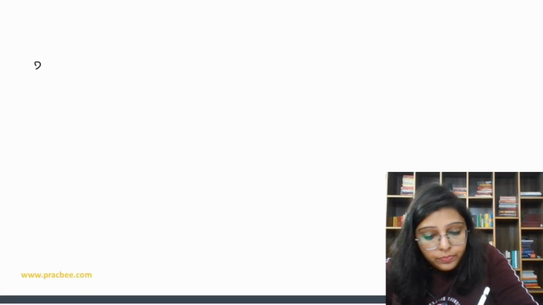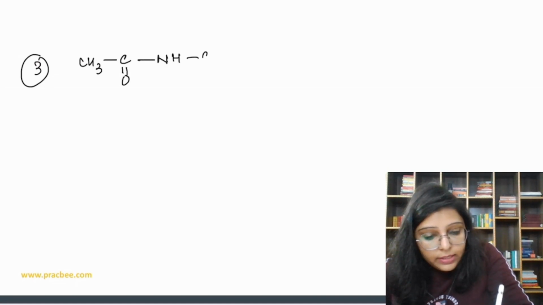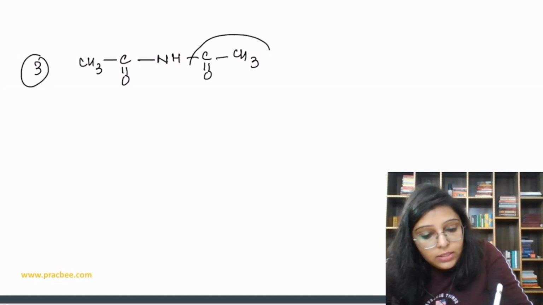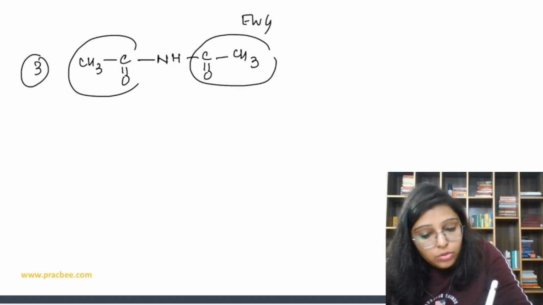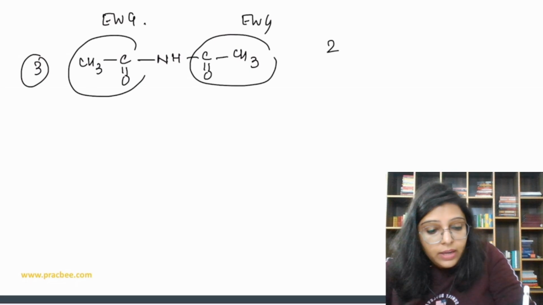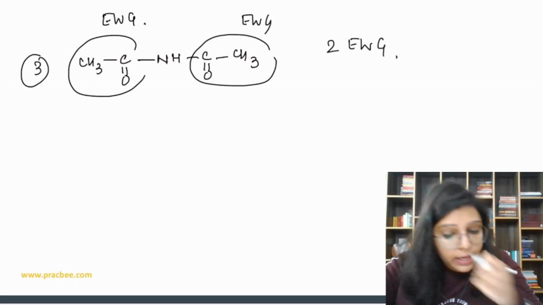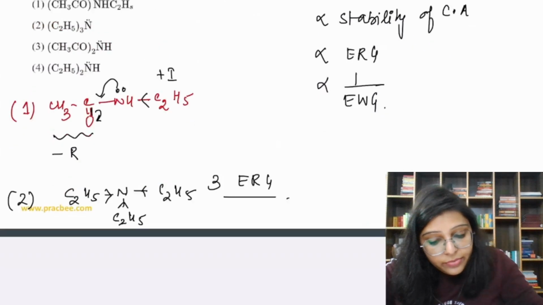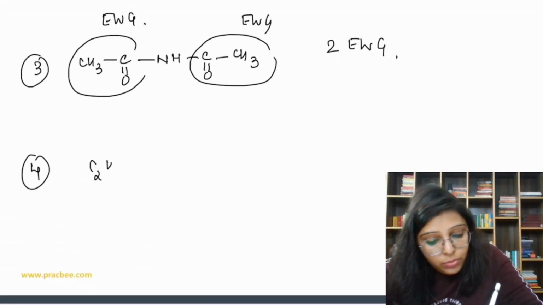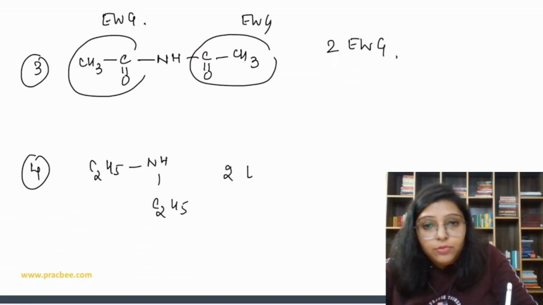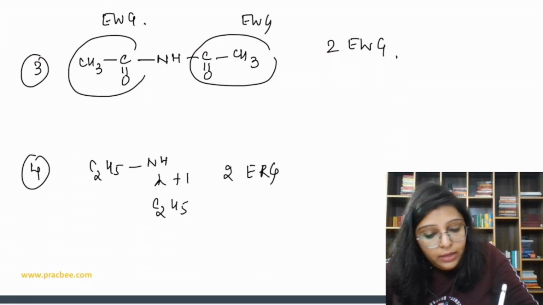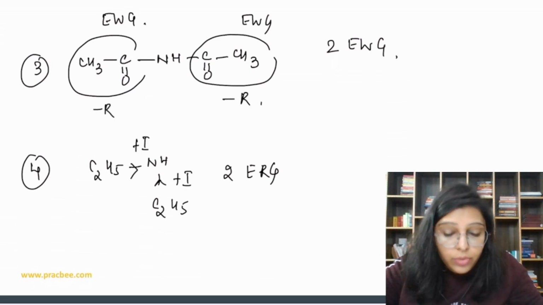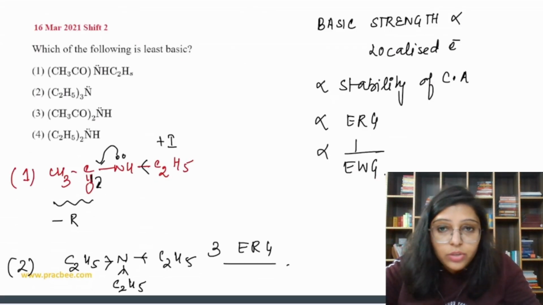Now the third one, CH3, C double bond O, then we have NH and then C double bond O, CH3. This is an electron withdrawing group and this is also an electron withdrawing group. Okay, so we have 2 electron withdrawing groups. Next, (C2H5)2NH, so here we have 2 electron releasing groups, right? Plus I and plus I. Here we have minus R, here we have minus R. Okay, so on the basis of that, which one is going to be least basic?